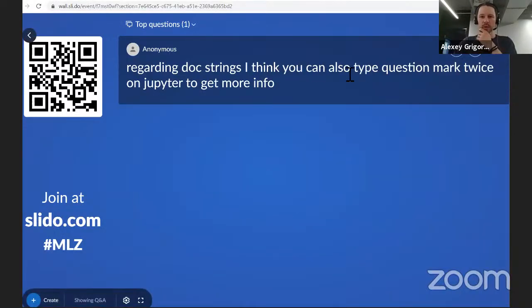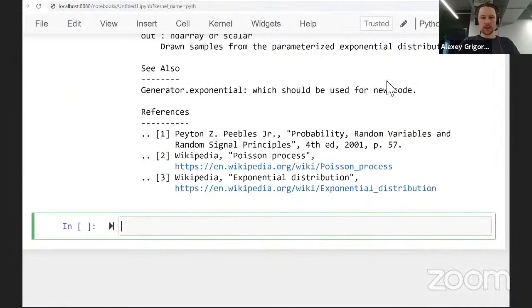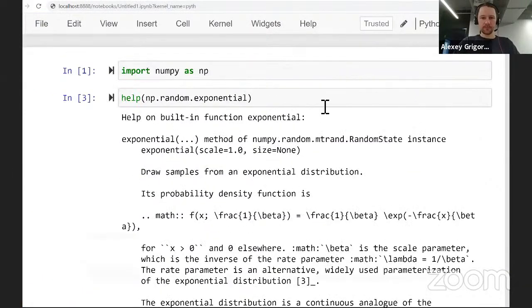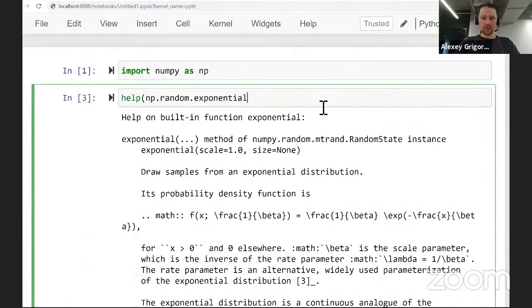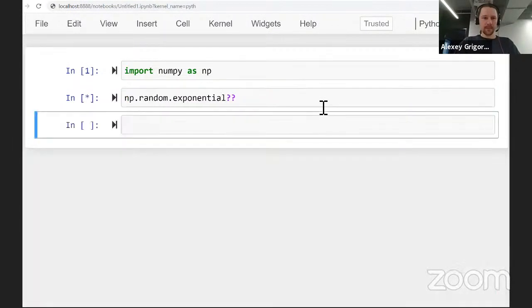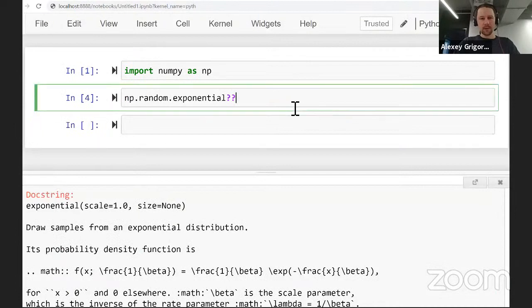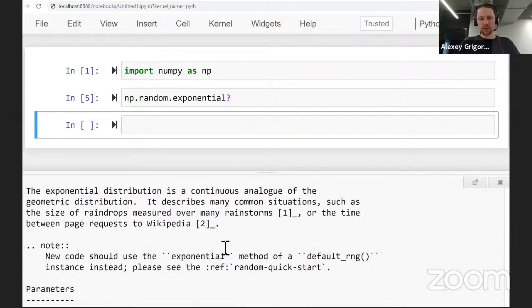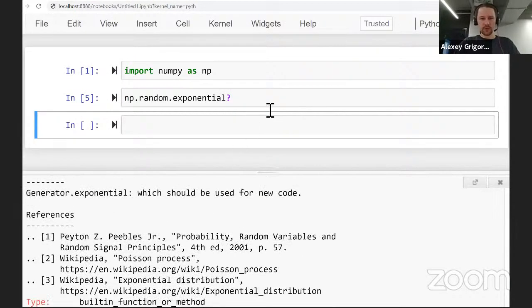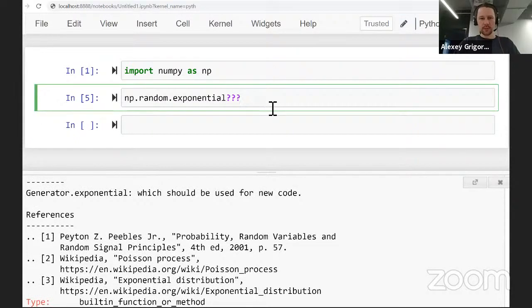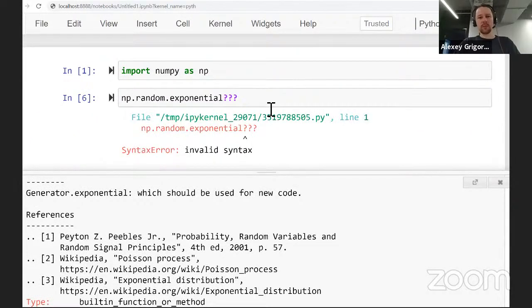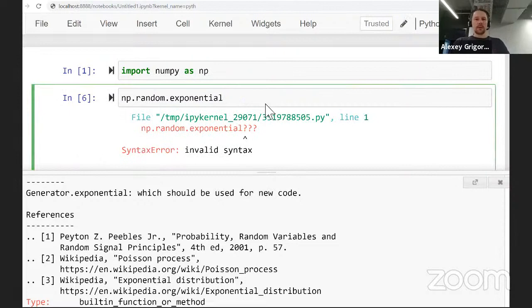Regarding docstring, I think you can also put the question mark twice in Jupyter to get more info. Let's try that. Oops. Yeah, looks like it's the same as one question mark. Not sure what the difference is. What happens if I put 3? Oh, okay, it doesn't like 3. Okay.